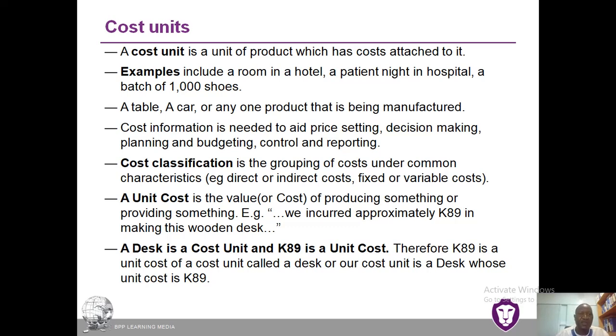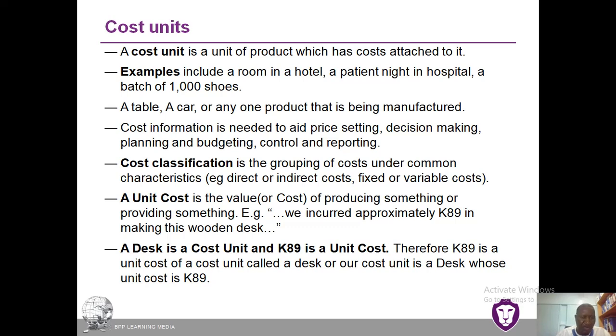What's a cost unit? A cost unit is a unit of a product which has cost attached to it. Examples of cost units could be a room in a hotel, a patient in a hospital, a desk in a manufacturing company. A table is a cost unit. A car is a cost unit. All those are examples of cost unit.